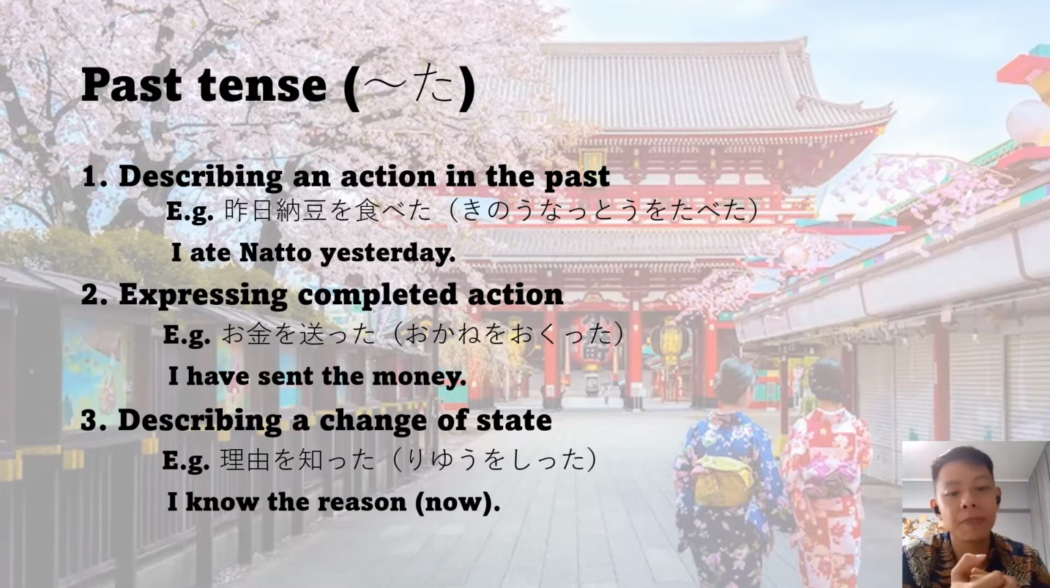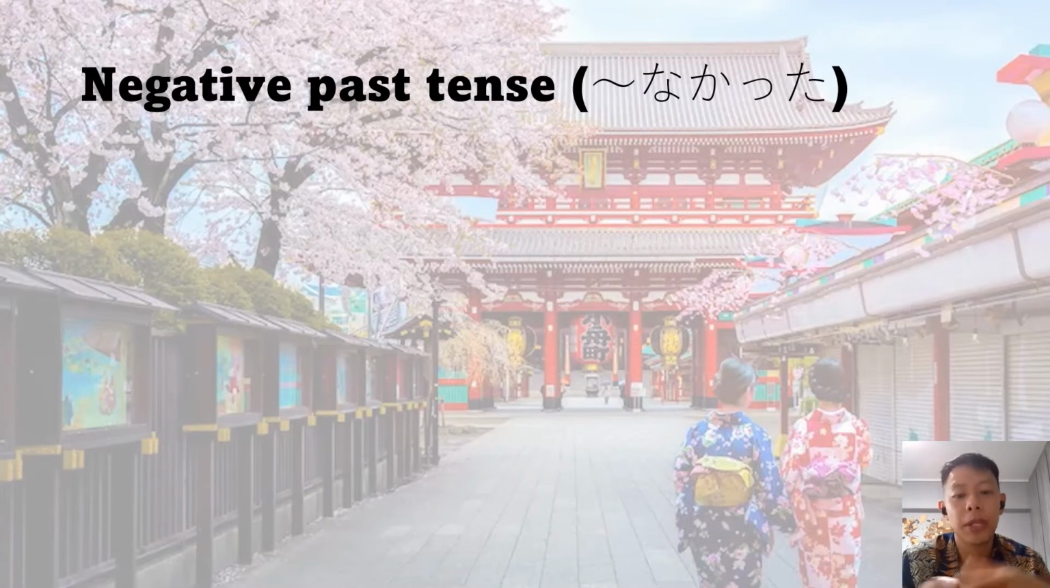In Japanese, when you're describing a change of state, you use the past tense too. This is very important because a lot of people get this wrong. So what about the negative past tense?